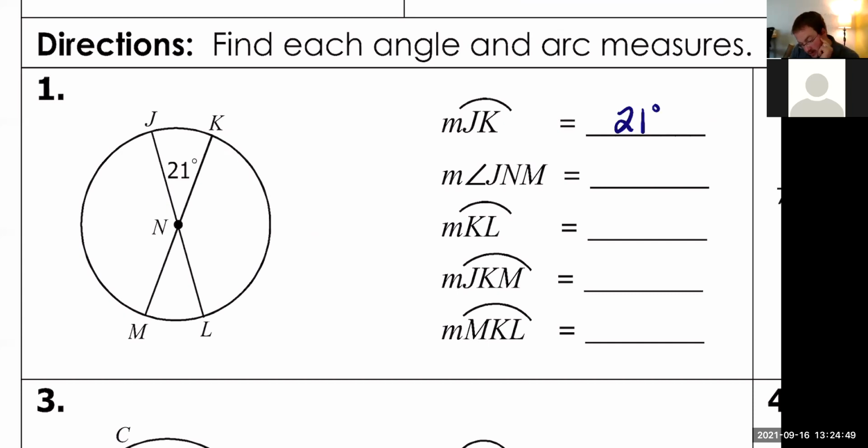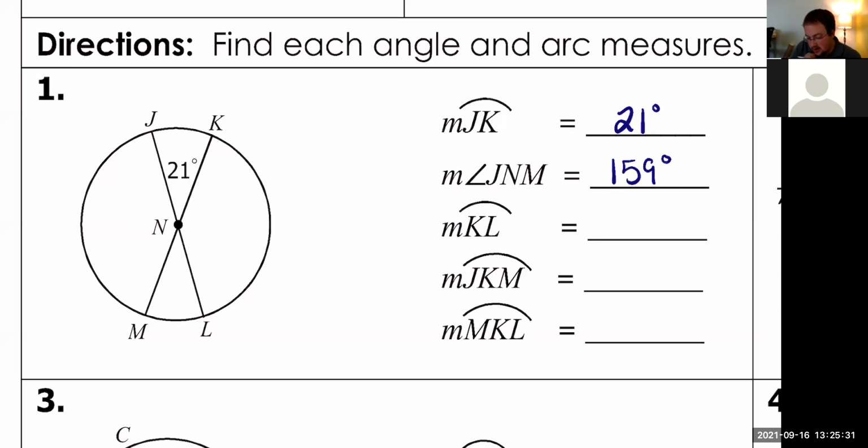339. 339? Careful. Wouldn't you take 21 away from 360? Well, here's the thing. It's an angle. JNM is right here, which if you think about it, MK is a diameter, which means these two angles here add up to not 360, but 180. So take 21 from that 180, and we should have this angle right here. We get 159 degrees.